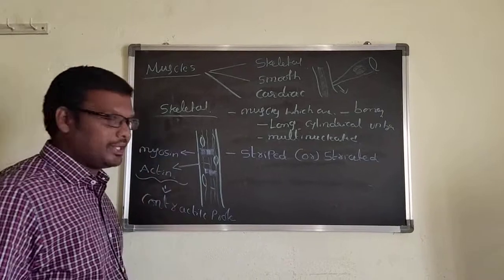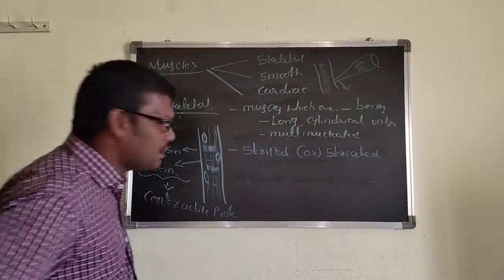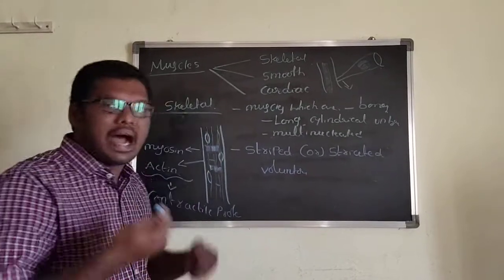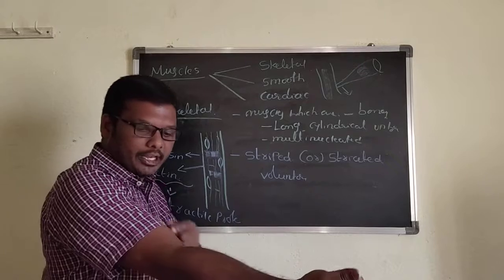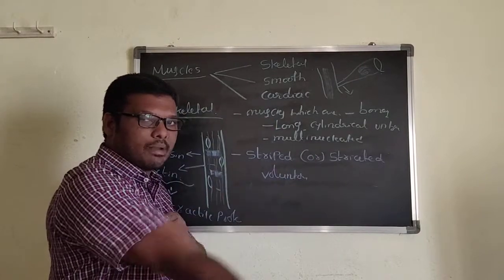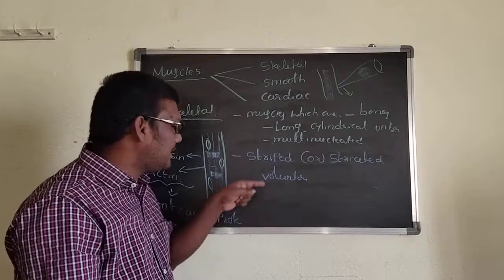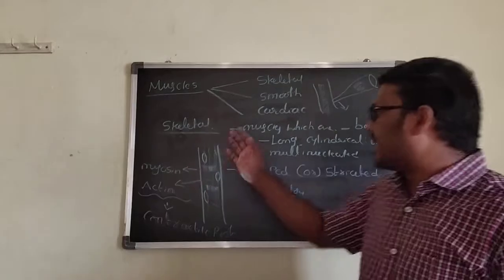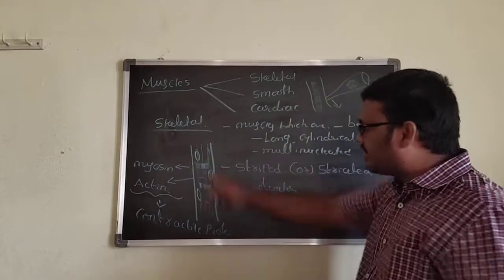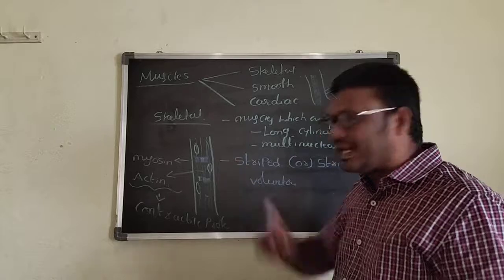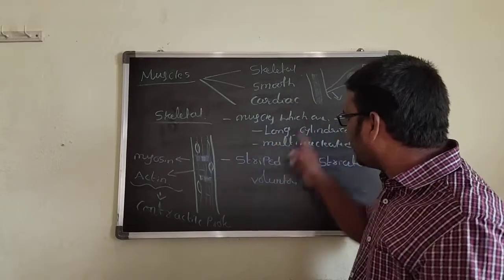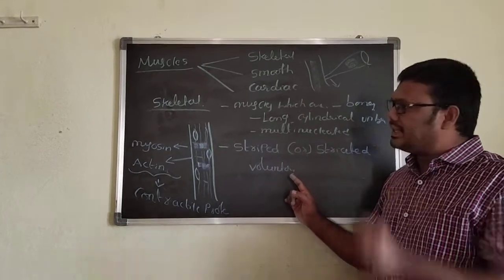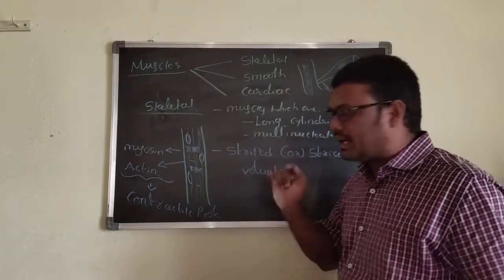Myosin and actin proteins. Now, skeletal muscle is voluntary in nature. It means it is under our conscious control. If I need to contract my muscle or relax my muscle, it is in my control. That's why it is voluntary. So the main characteristics of skeletal muscles are: long, cylindrical, multinucleated, unbranched, striated, and voluntary.